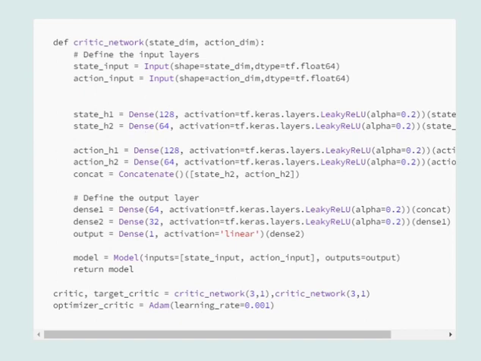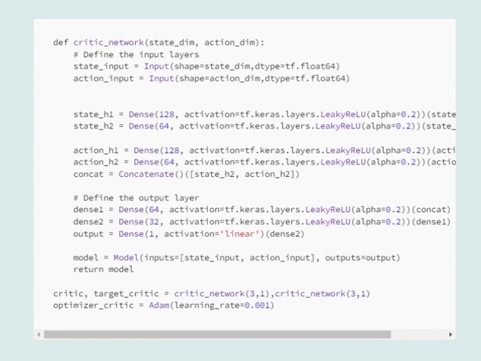Similarly, if you look into the critic network, here also we have declared the critic network alongside the target critic network. It is quite the same. In the case of an actor network, it was taking the current state and eventually outputting the action. In the case of a critic network, it is taking the state alongside the action and then predicting your Q value. So it is also quite easy.